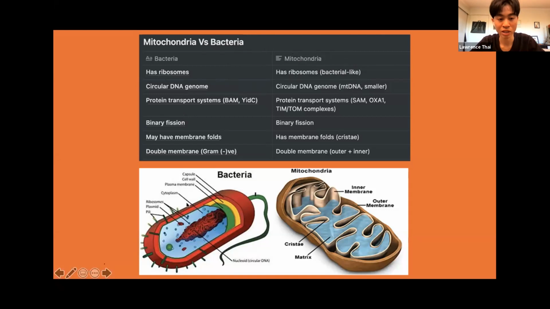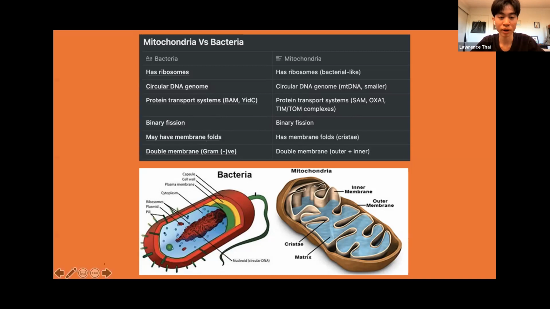Bacteria also have these little extra chromosomal bits of DNA, which are known as plasmids. Not all bacteria will have them. So yeah, they both have protein transport systems, and that's because they've got membranes to pass through. So we'll go through these ones: Sam, Oxa, Tim, and Tom. And then they both do binary fission.